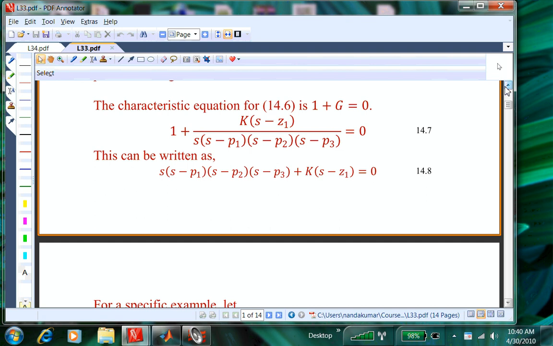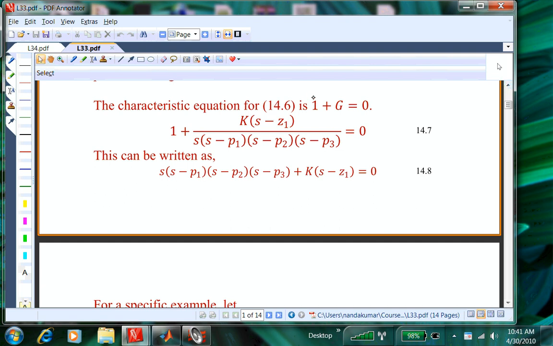Okay. I'll continue where I left off in the last lecture. I'm just going to do a few more examples of the root locus method. So in the last lecture, we were looking at a proportional integral control. And the basic idea is, after you get the effective transfer function for a closed loop system with a feedback, we want to find out where the roots of the characteristic equations are.